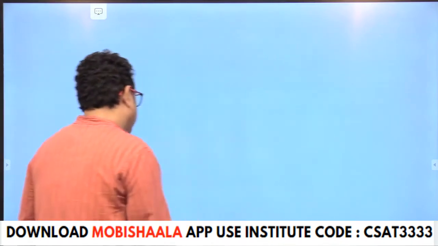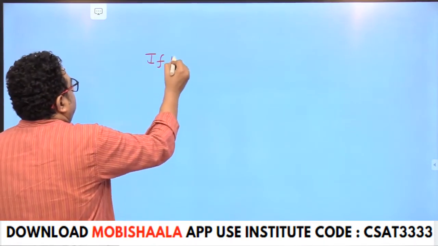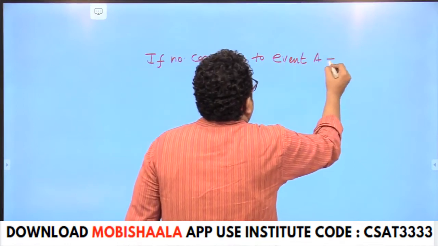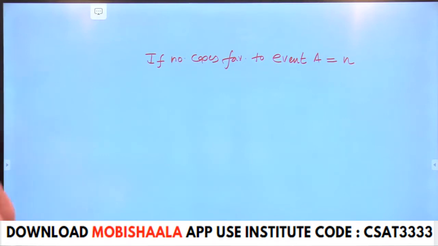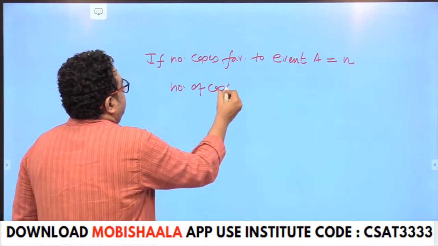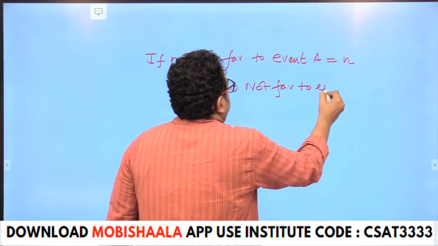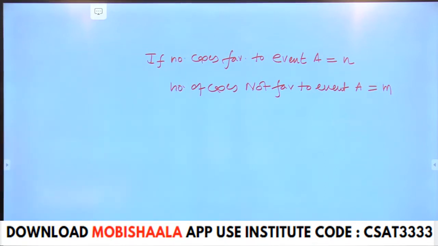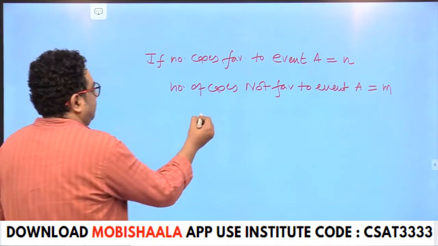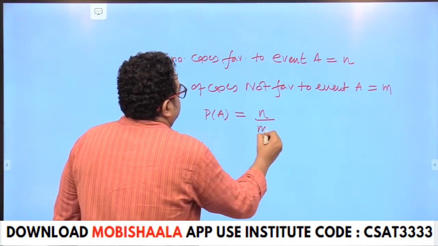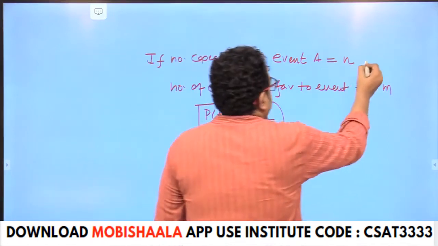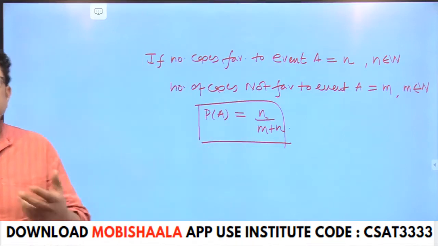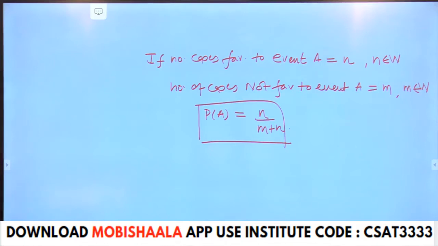We are going to talk about it now. Let's see. Say the number of cases favorable to event A are n, and the number of cases not favorable to event A are m. In that case, the probability of A would be n upon m plus n. Now listen to me, this is really important. n belongs to natural numbers and m belongs to natural or whole numbers. You can write whole numbers actually. The number of cases can be equal to 0 as well, isn't it? So the probability of happening of the event is n upon m plus n.